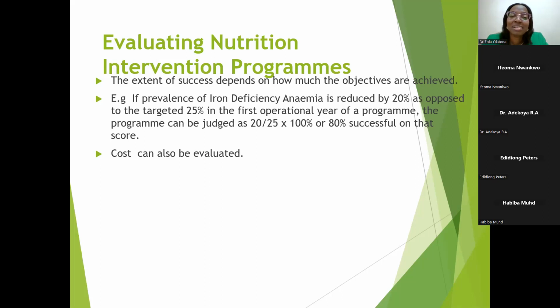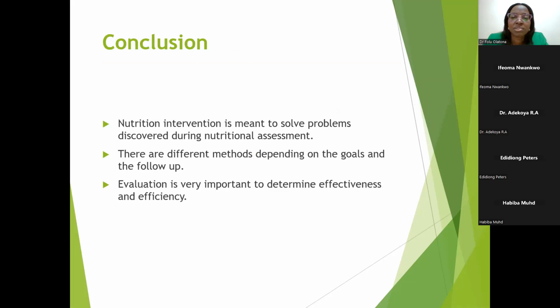So you see why it's important to set a goal at the beginning. This is the goalpost. So when we get there, we'll know. If you don't get there, we'll know. So if we targeted a 25% drop in iron deficiency anemia at the beginning, and we got 20%, not too bad, 80%, we can always improve on it. But also remember to assess cost. Like I said, that's what will help us to determine our efficiency.